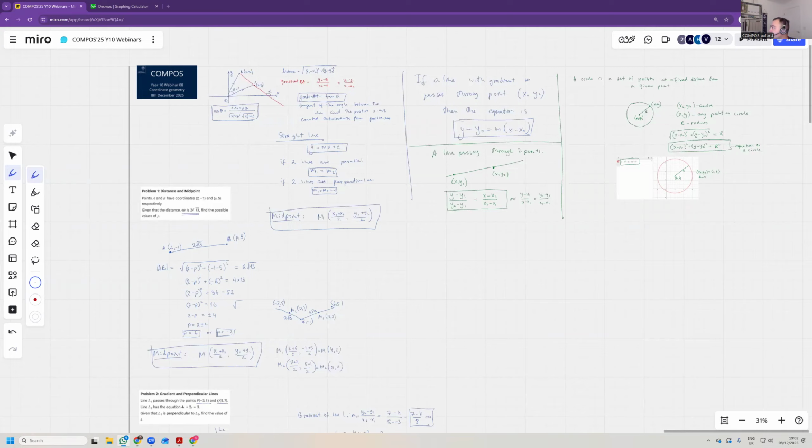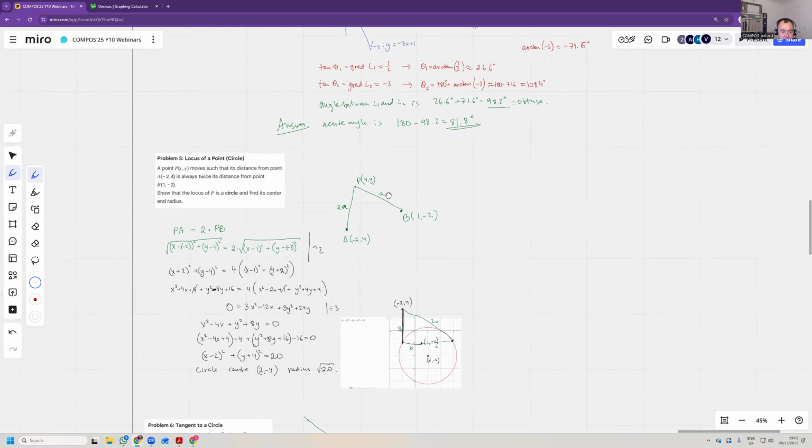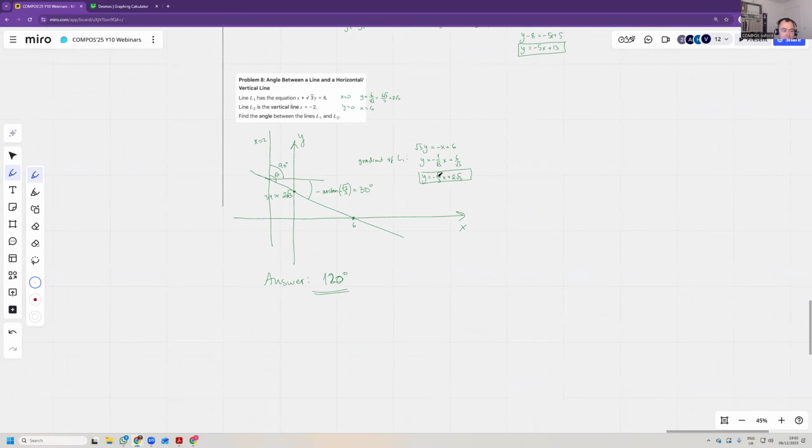Problem 8, how do you know if they're referring to the obtuse angle? Well, you don't. You just give the one angle that you found, and it should allow both.